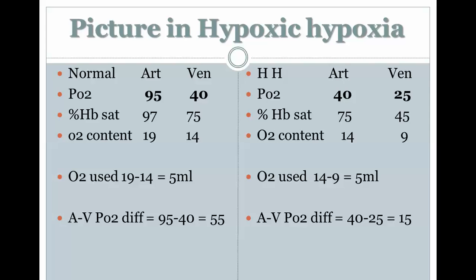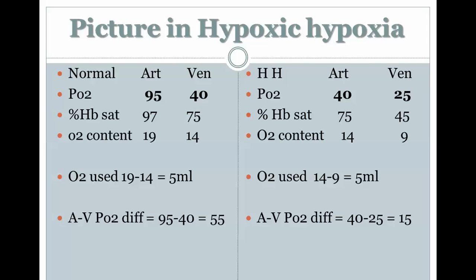Okay, calculate on the calculator. 75 minus 45 is 30, 30 over 75 is 40 percent. So the extraction will be higher to maintain the same uptake. Okay? Is it clear? It's higher because the delivery is decreased.